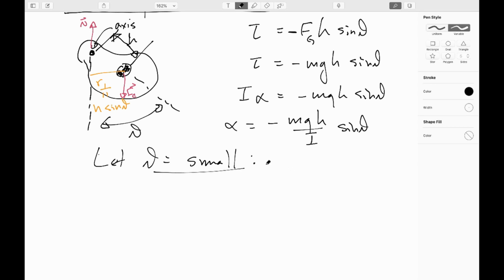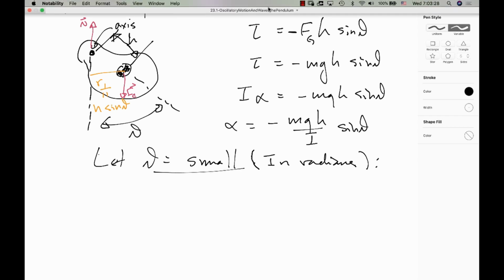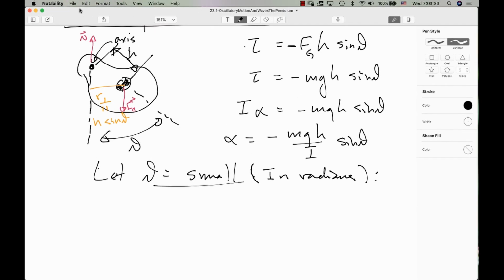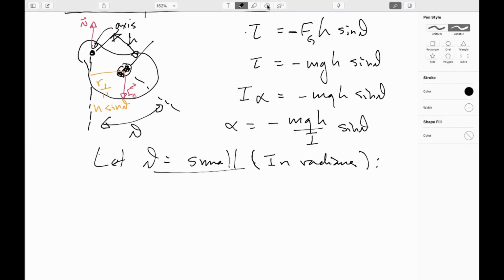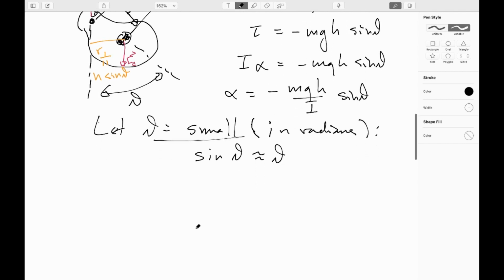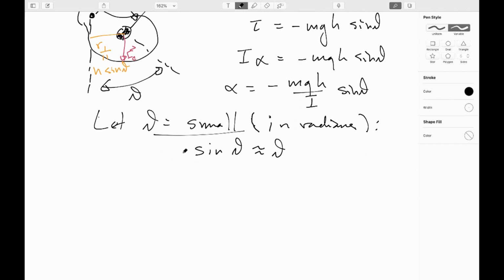But if the angle is small and we're in radians, so let's also put that in, so the angle is in radians, we can approximate that sine theta is approximately theta itself. And that will allow us to make more progress on our physical pendulum.